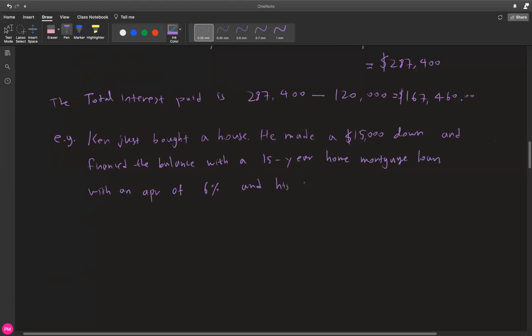And his monthly payment is, let's say, $1,022. And you are to find the price of the house. So what was the selling price of the house?